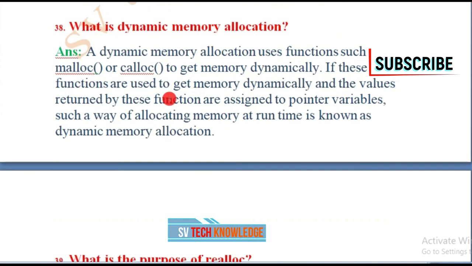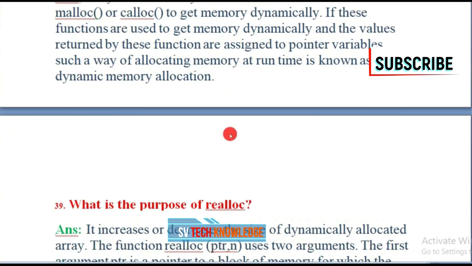Next question. What is dynamic memory allocation? Dynamic memory allocation uses functions such as malloc or calloc to get memory dynamically. If these functions are used to get memory dynamically and the values returned by these functions are assigned to pointer variables, such a way of allocating memory at runtime is known as dynamic memory allocation.